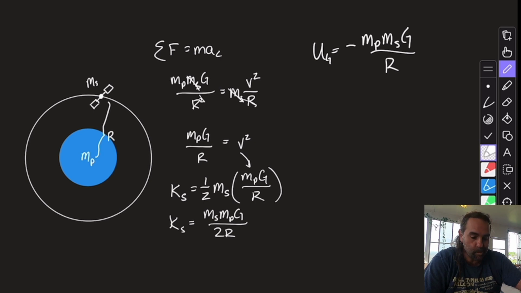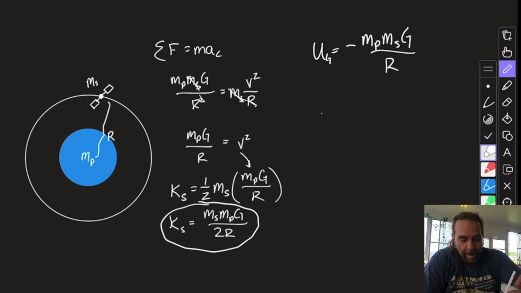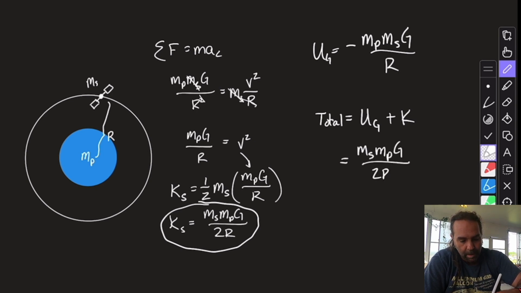Now, here's the thing. The satellite's moving, and it's not moving slow, it's moving fast. But does it have enough energy to escape the Earth? And the answer is it doesn't. If we look closely, the total energy is still going to be negative. That'll be the sum of the gravitational plus the kinetic. So in this case, that sum is going to be mass of satellite, mass of planet, G over 2R, minus mass of planet, mass of satellite, G over R.